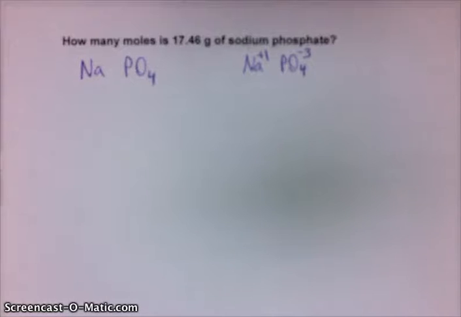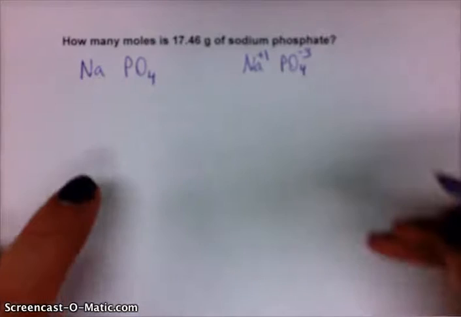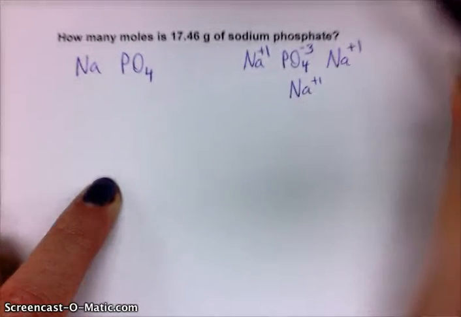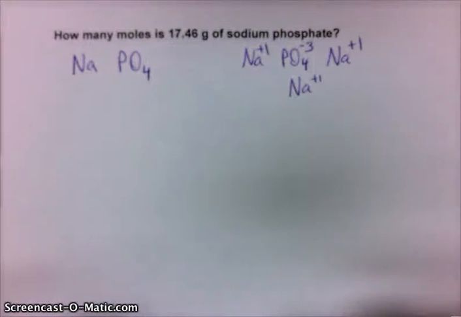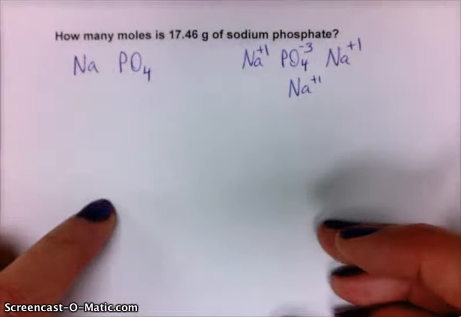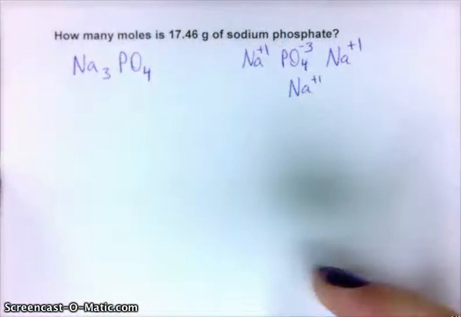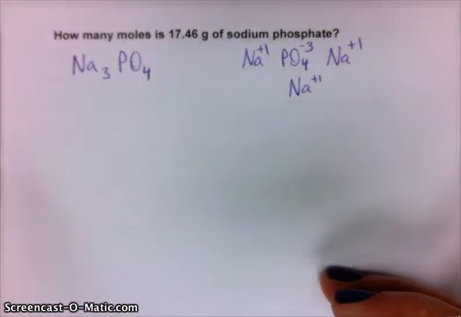So we have a +1, but we have a -3. So what do we need to make this a neutral compound? You're correct if you said we need more sodiums. If I have 3 sodiums at +1 each, then that is +3 total to go with the phosphate's -3. So I need 3 sodiums to go with 1 phosphate, making the formula Na3PO4 the correct formula for sodium phosphate. Now we're ready to solve the problem.